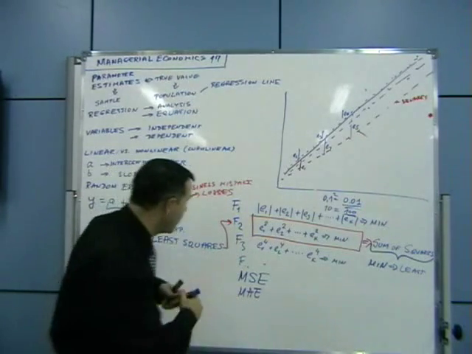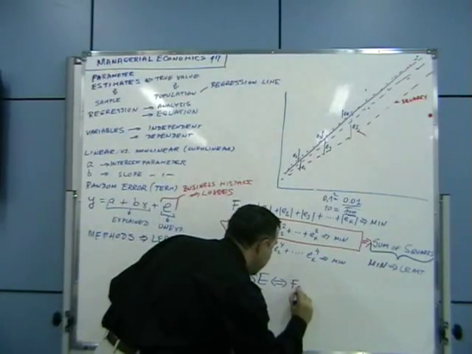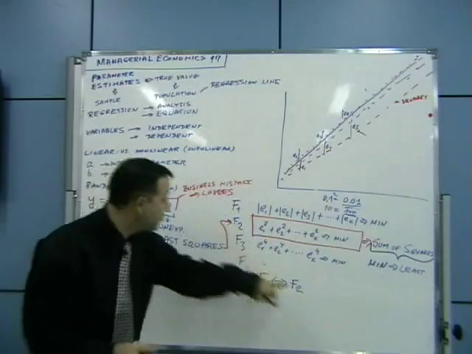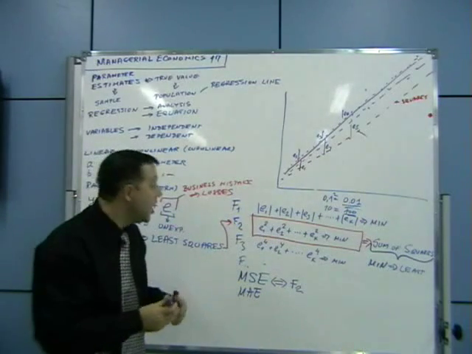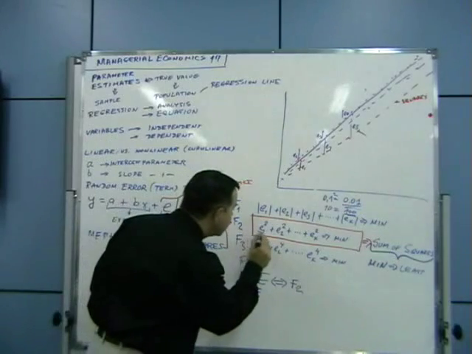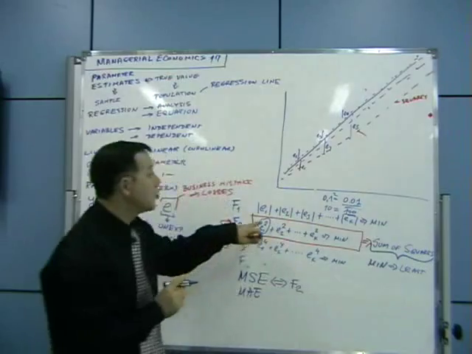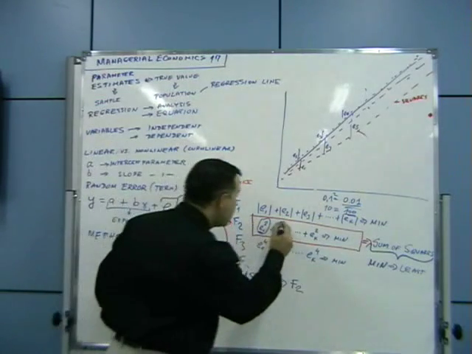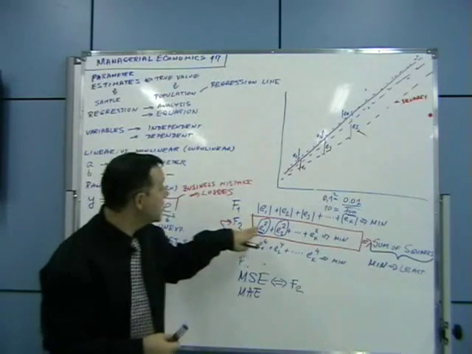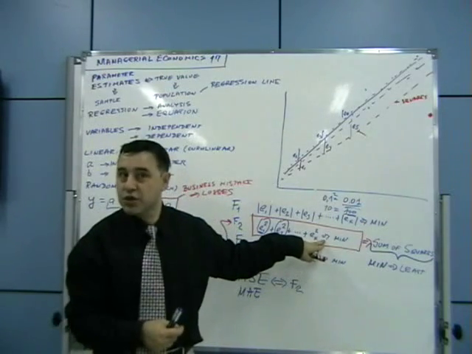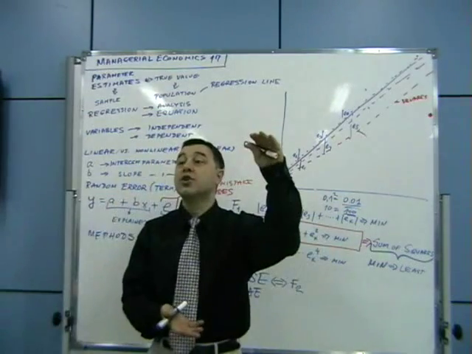Okay, let's try to do this. MSE is the same as F2. F2 is MSE, mean squared errors. Well, what does it mean? It means that this is the error and this is a squared error. We call this a squared error, and the mean means that you take the average of these squared errors. Of course, you're going to take the mean.